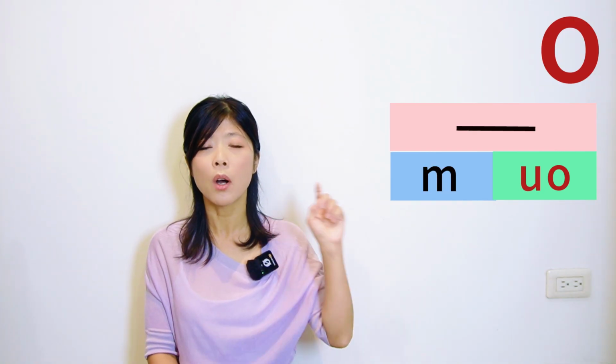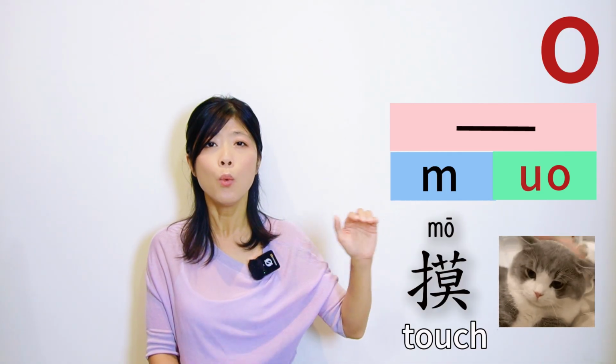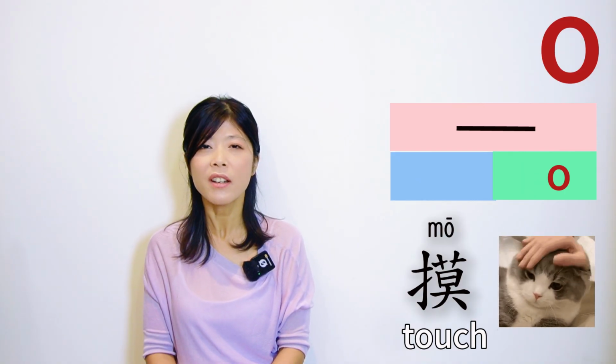Let's talk about the next one. O. It sounds similar to the AW sound in saw. To pronounce the O sound, you round your lips. Pull your tongue back and raise the back of your tongue high. It's written as O, but it starts with the U sound. That's why when you see M-O, it's not mo, it's muo, in the first tone.